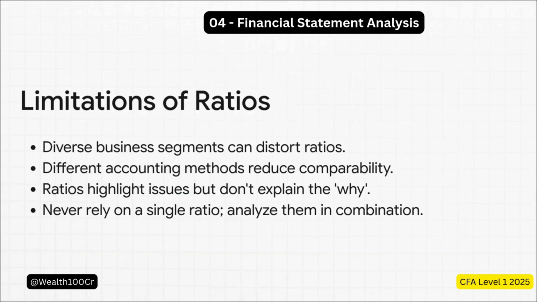Now, before you run off and start using these ratios for everything, we need to talk about the fine print, the limitations. You have to be aware of them. If a company is a massive conglomerate with tons of different business lines, its overall ratios can be a meaningless mush. Different accounting choices, like how they value inventory, can make two nearly identical companies look completely different on paper. So please remember, a ratio is a question, not an answer, and never, ever rely on just one ratio to make a decision.